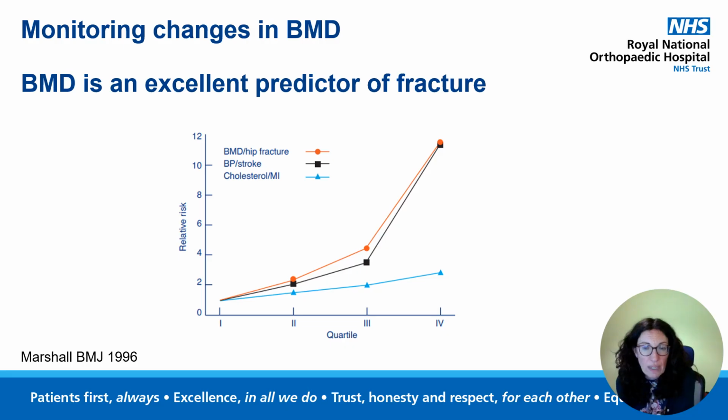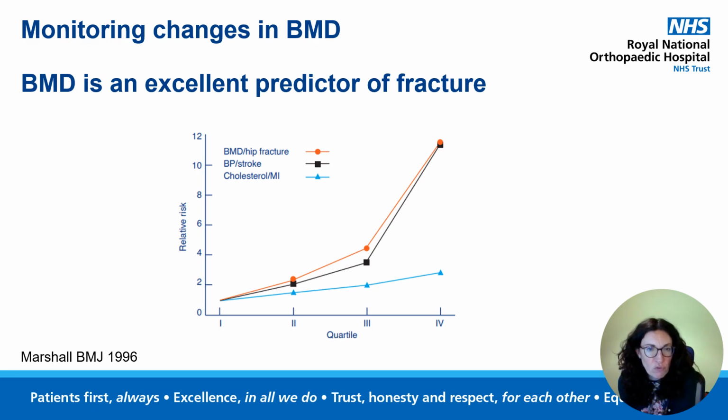A classic way that we've used DXA scans and DXA reporting is to think about changes in bone density in response to treatment. So just to remind us that bone density is an excellent predictor of fracture. This is some really old data from 1996, published in the BMJ. And it's looking at bone density, blood pressure and cholesterol as predictors of other disease things. So here, bone density predicting hip fracture, blood pressure predicting stroke, and cholesterol predicting myocardial infarction.